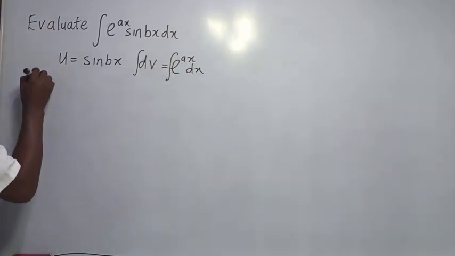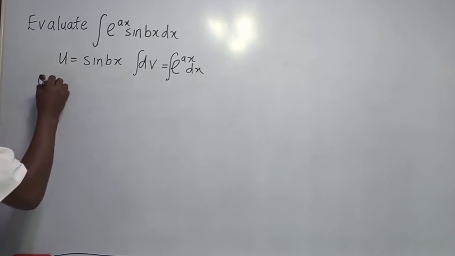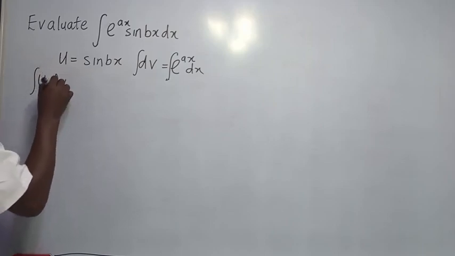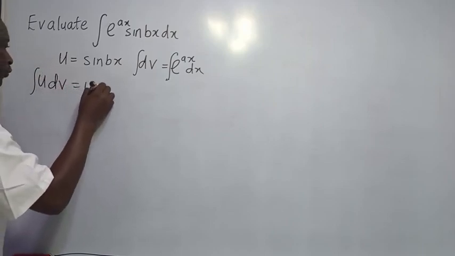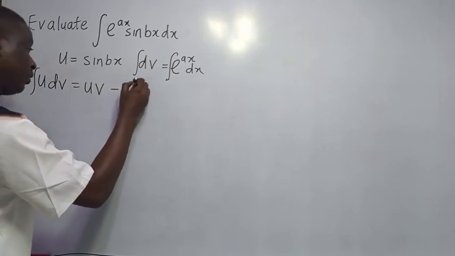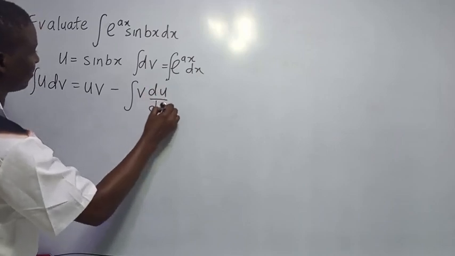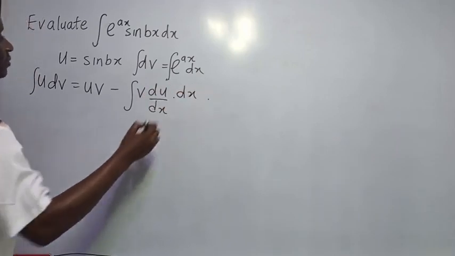Now, the formula we want to use is the integration by parts formula. That means the integral of u dv equals uv minus the integral of v du over dx, dx.